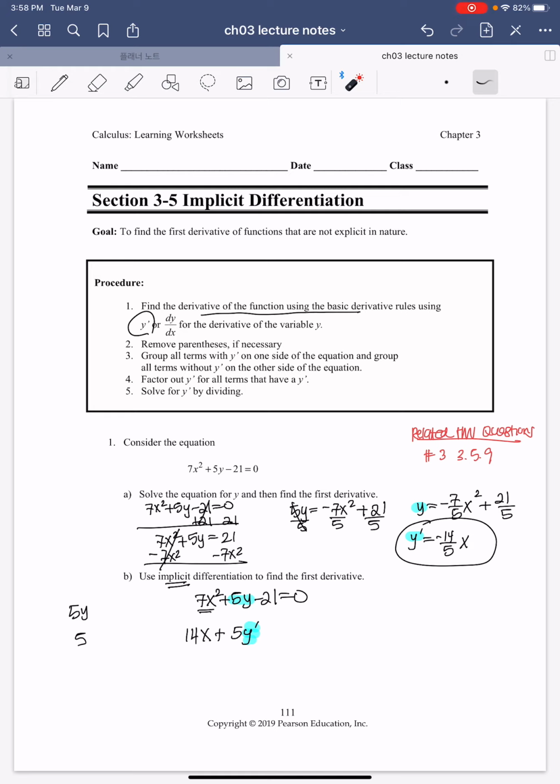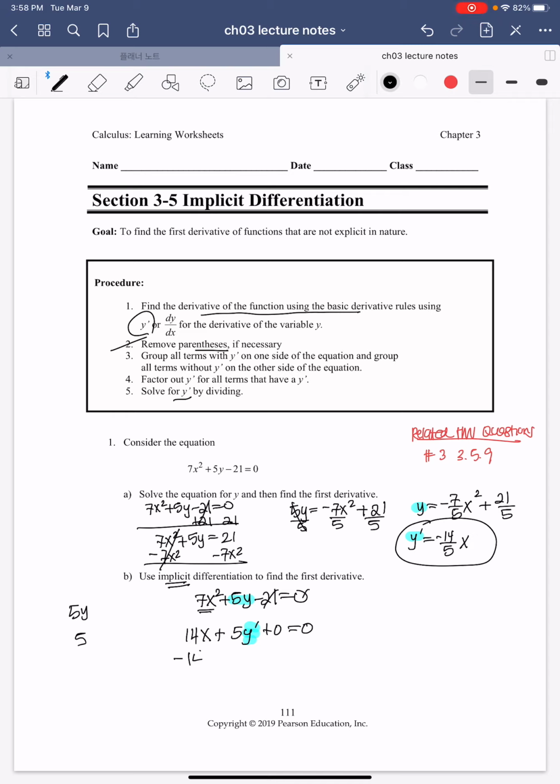Same thing on the right hand side, it disappears, right? So plus 0 and then 0. These are the constant derivatives. Step two says remove parentheses. Well, we don't have parentheses, so we skip number 2. Step three: group all the y prime on one side, and then solve for y prime. So I'm going to move everything and solve for y prime.